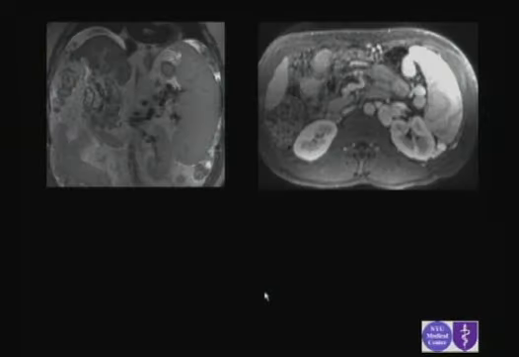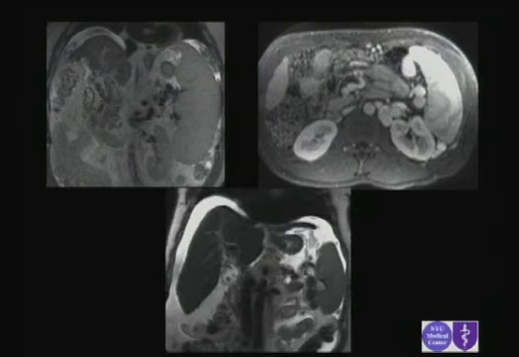Another patient with a large spleen, some ascites. You see a very atrophic liver, multiple extensive splenorenal shunts going into the left renal vein. Another patient also with a large amount of ascites.